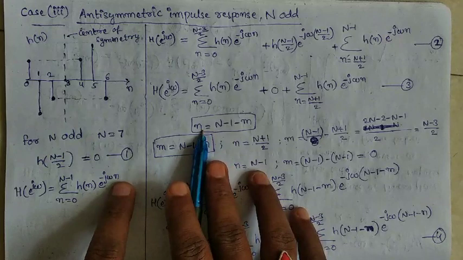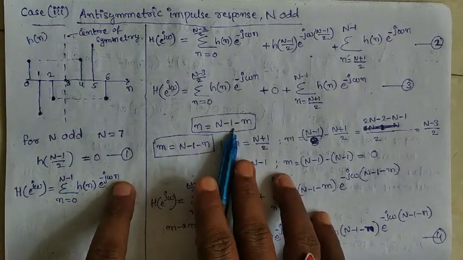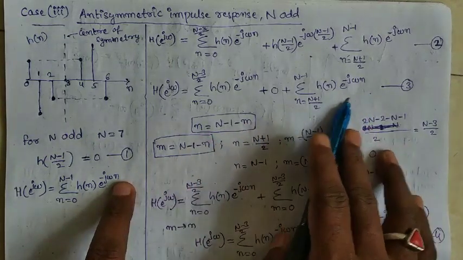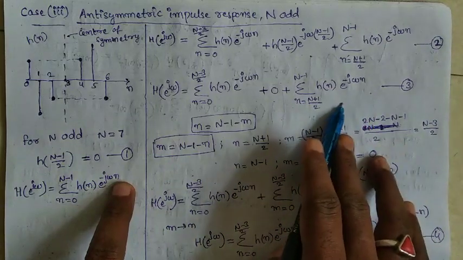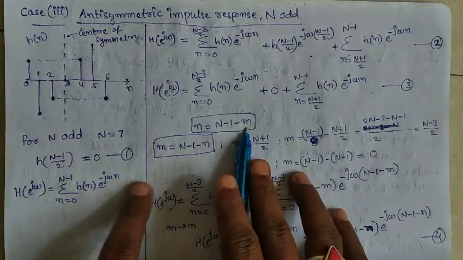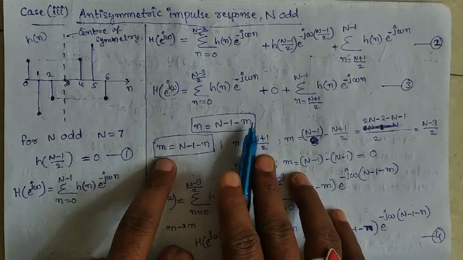Now I am writing n is equal to capital N minus 1 minus m in the second summation. From this we are calculating the m value. Here m is equal to what?